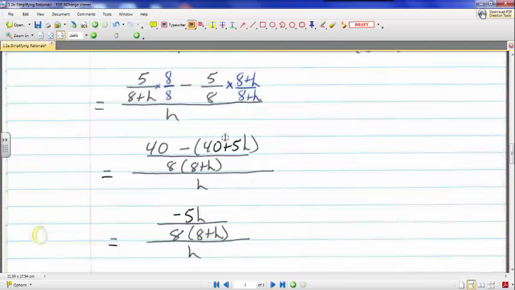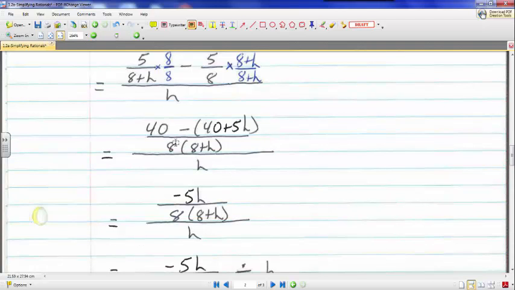Once I have that common denominator, of course, the purpose of that was to get to the point where I could simplify into a single expression. And so I have 40 minus the 40 plus 5h. 40 minus 40 is 0. Negative 5h, or minus 5h, will give me negative 5h here.